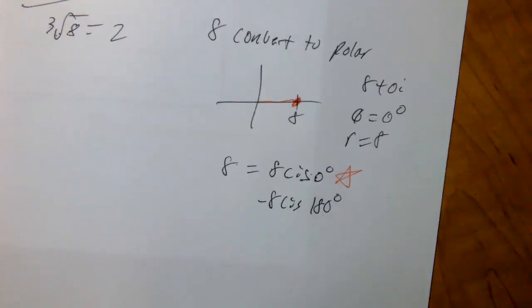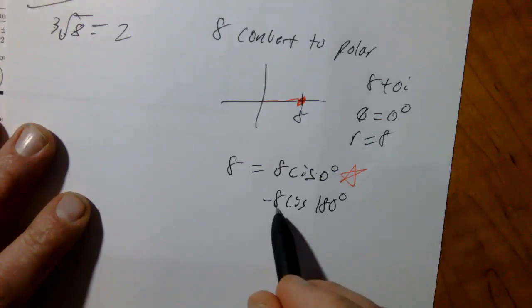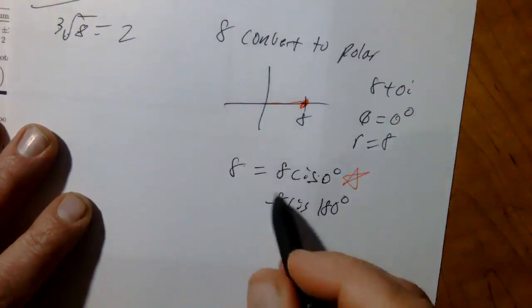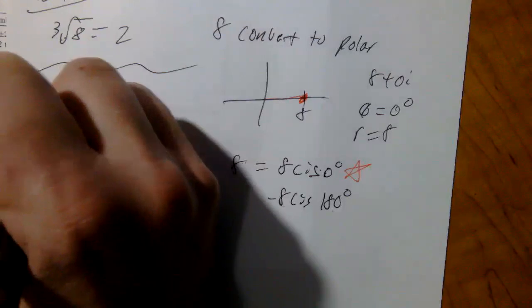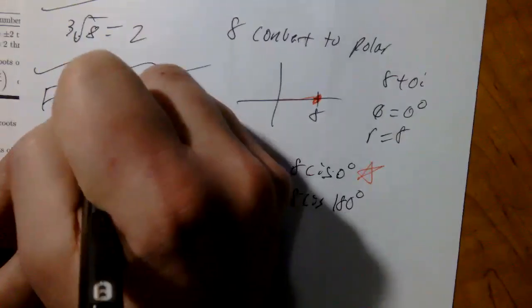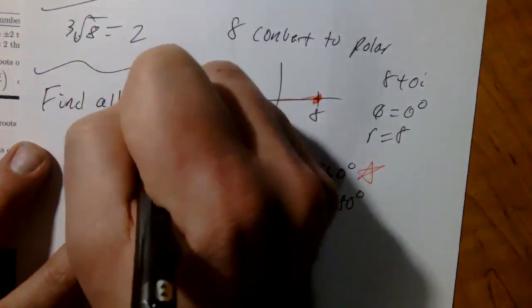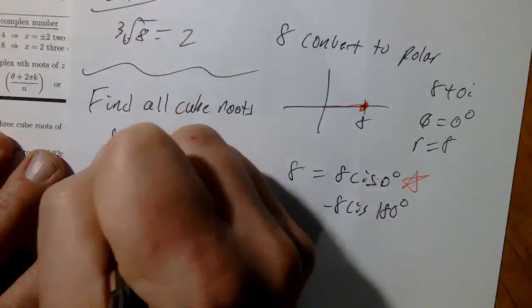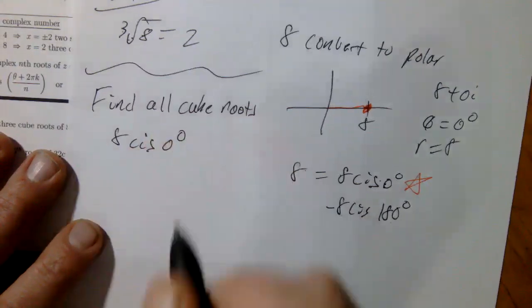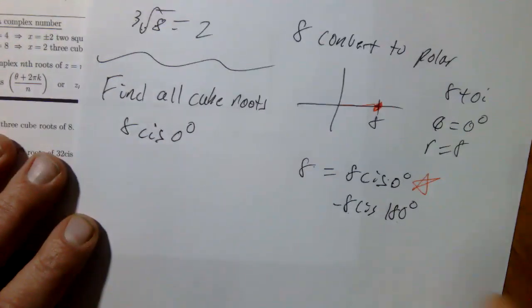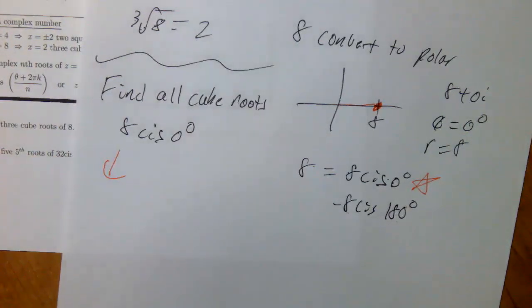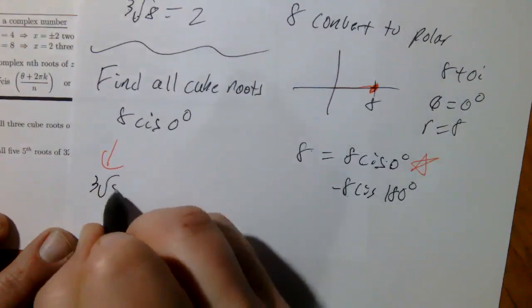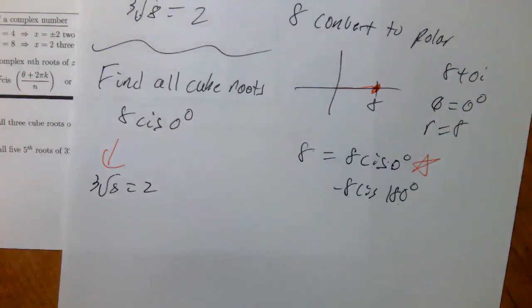So first thing you would do is take whatever your r is, in this case the number out front, and take the cube root. If we're going to use this one, basically what I'm looking for is all the cube roots of 8 cis 0 degrees. So the first thing you would do is take your 8 and do the normal number that you're used to, which is 2.